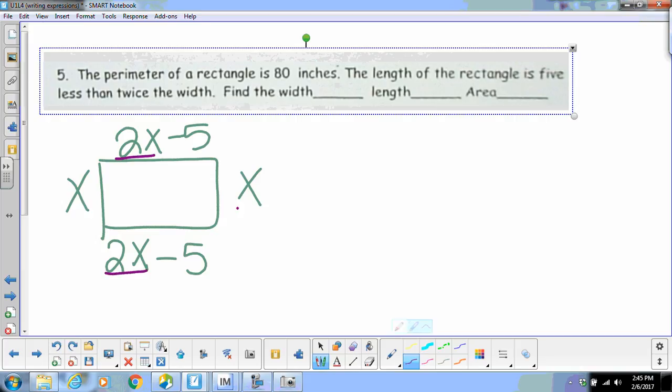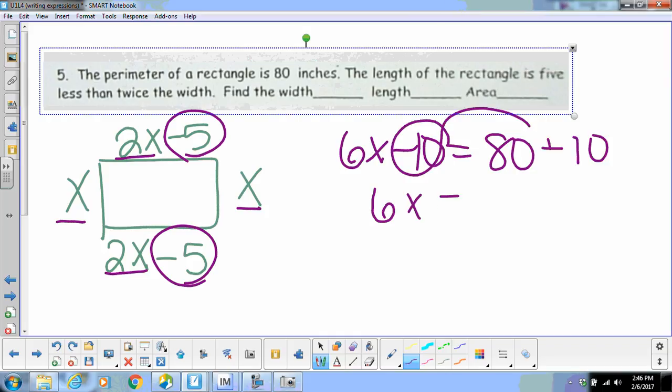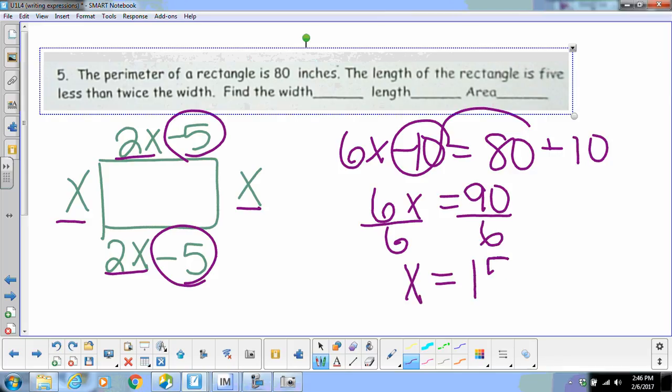2x, 4x, 5x, 6x. Negative 5 plus negative 5 is minus 10, and that's going to equal our perimeter, which is 80. Okay, solve from here. So 6x is going to equal 90. And divide by 6. Okay, and x is going to equal 15. All right, so our width down here is 15. So we'll put that here.